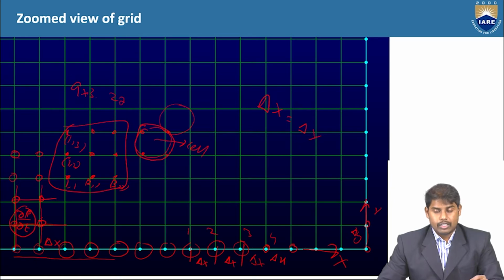And one more thing, the spacing delta x and delta y can vary in successive distances. You can vary the delta x position along the x-axis, or you can vary the delta y position along the y-axis, depending upon your interest. There is no rule that if delta x is varying, delta y has to vary, or if delta y is varying, delta x has to vary. These are independent, not dependent.